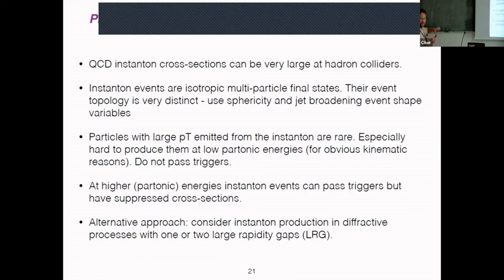As soon as you start putting in complicated selections on the final state, going to single and double diffractive processes, you dramatically cut on the signal.